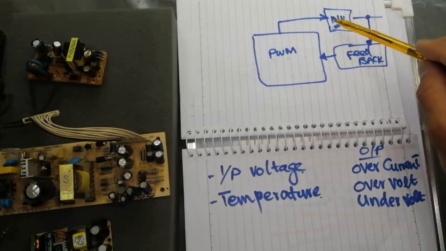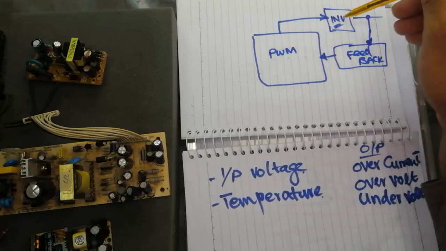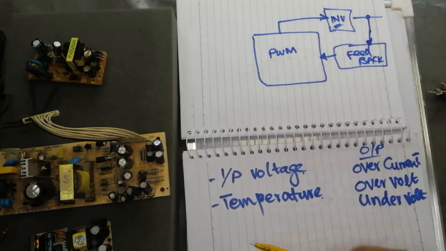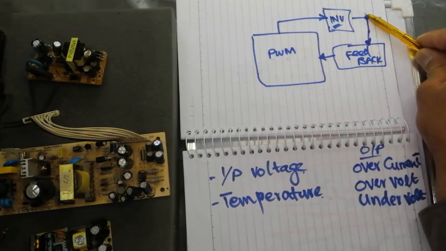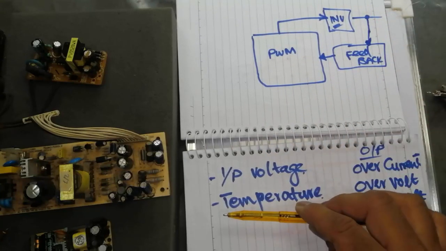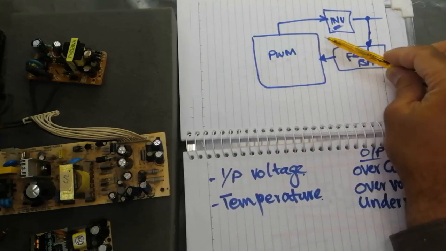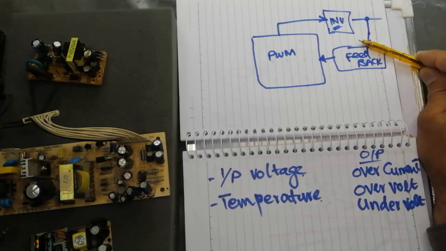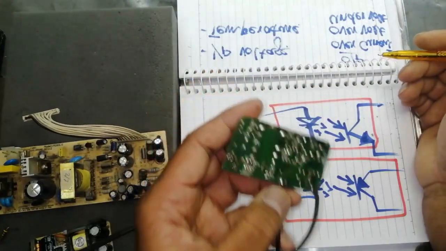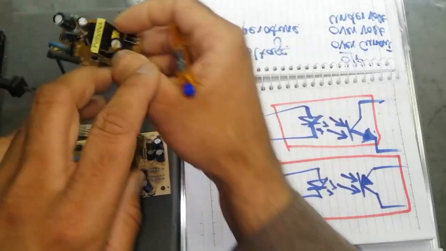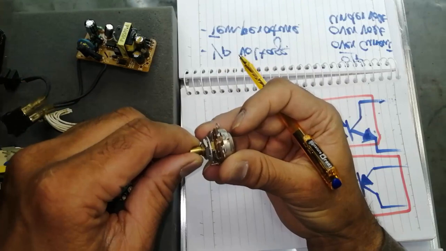So this is a closed loop and it is continuously monitored. If input voltage increases, it will decrease the switching level to maintain the voltage. If the temperature increases, this system will increase or decrease the switching level to compensate for the temperature effect on the components. We use an optocoupler and a voltage reference. Here is a potentiometer.